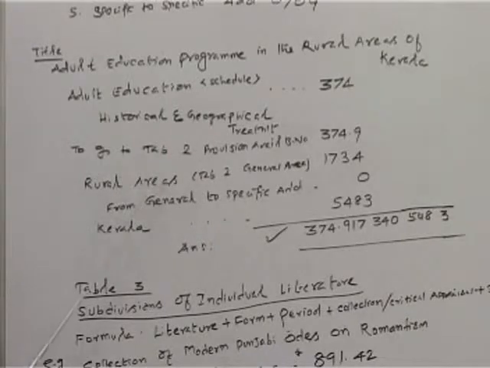In table 2, general areas: 1734, the table 2 general area. Then after adding the general area, from general to specific you have to add 0 according to the rules. Then you can add the specific area 5483. The final answer is 374.917340 5483. So this is the simple example which I wanted to tell you.